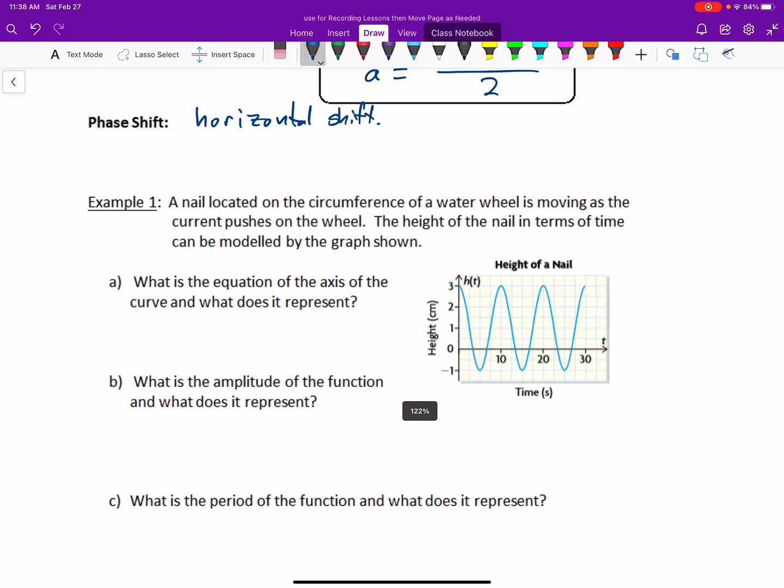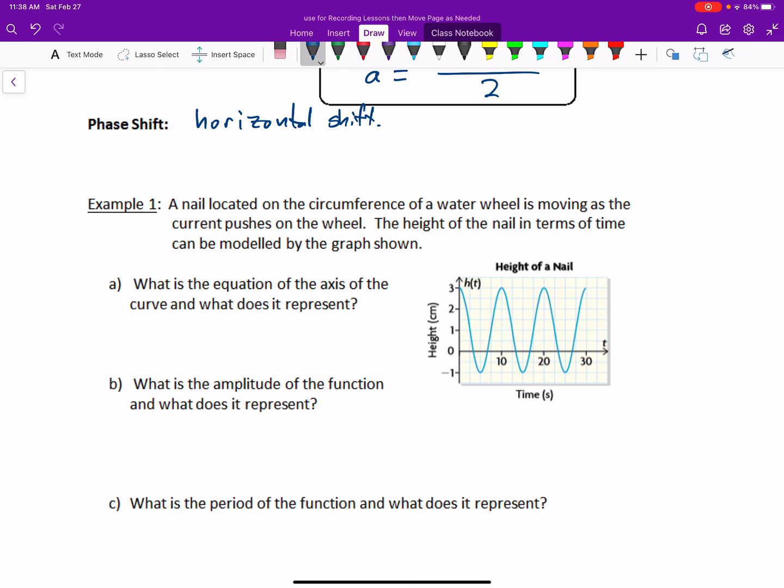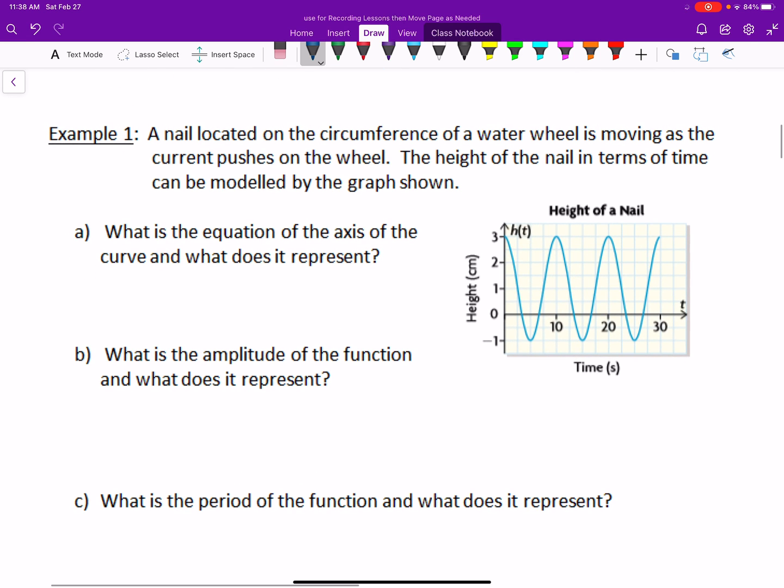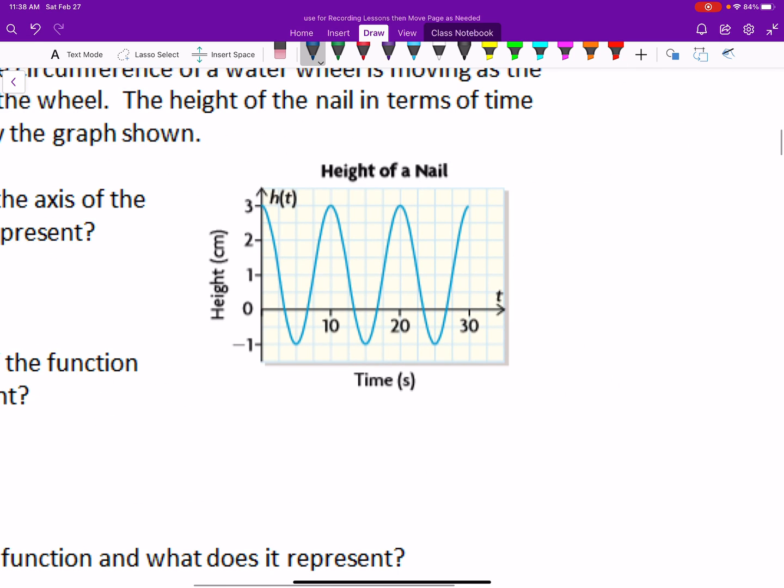Phase shift is just another phrase for the horizontal shift. So let's see how we can put these things together to solve some problems. A nail located on the circumference of a water wheel is moving as the current pushes the wheel. The height of the nail in terms of time can be modeled by the graph as shown. So let's take a look at the graph here. We've got height on the vertical axis. We've got time on the horizontal axis.